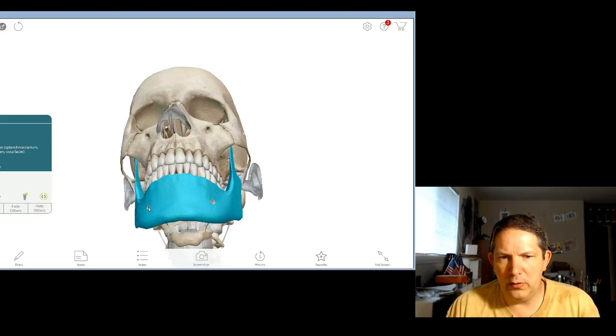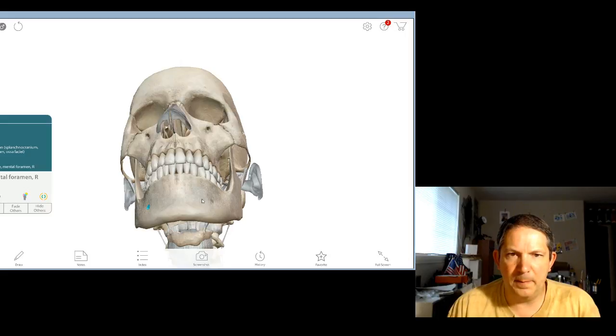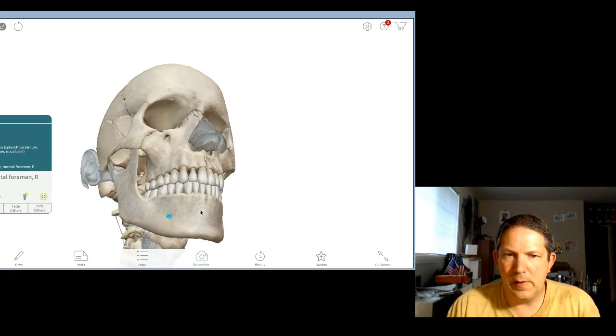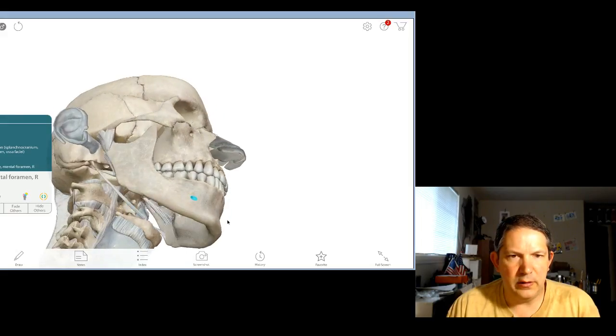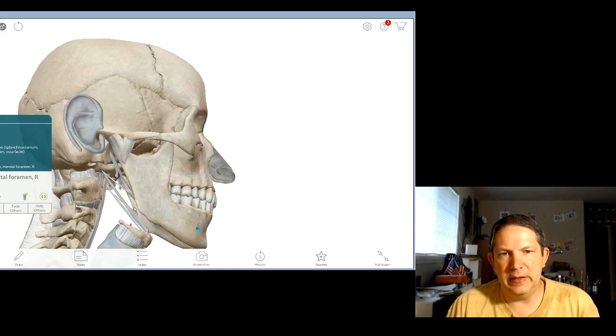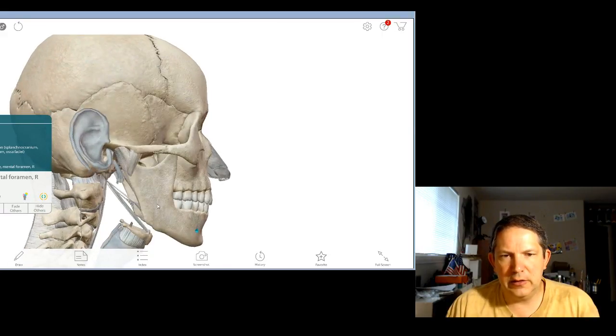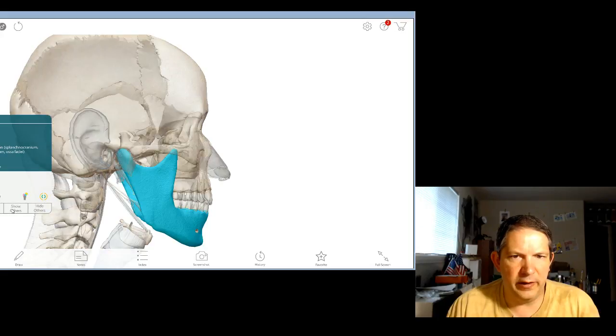And here's mental foramen. So two foramen would be mental foramina. And this is the mental region there, the chin. This is the angle of the mandible. And let's just hide or fade everything else.